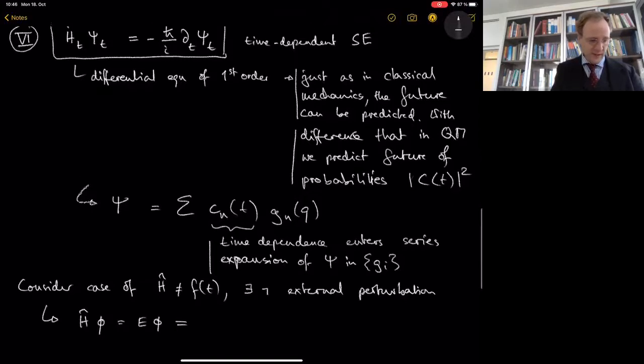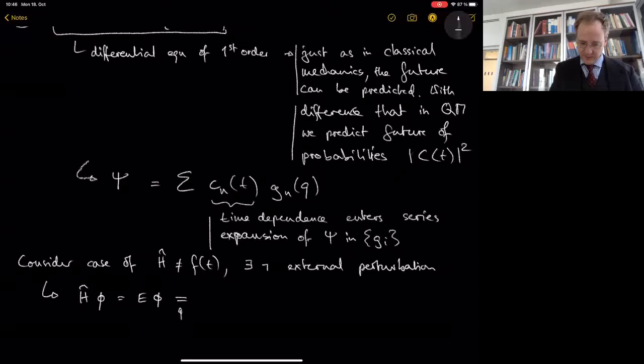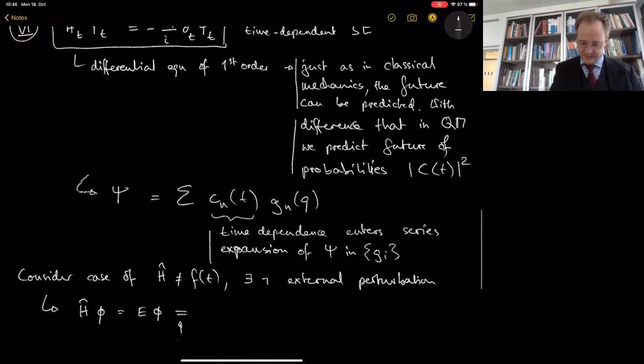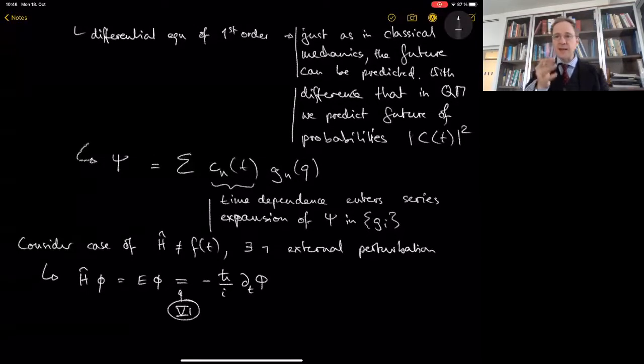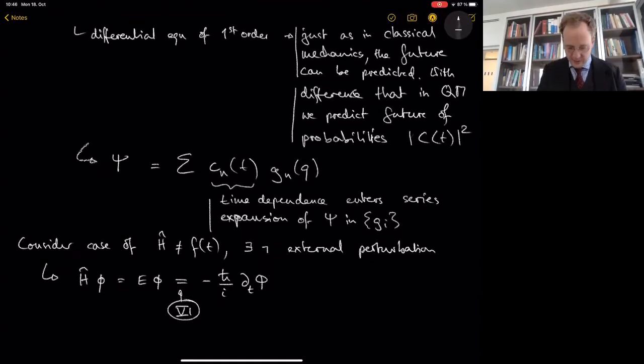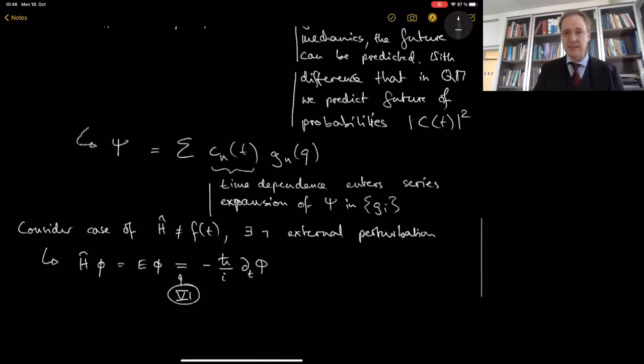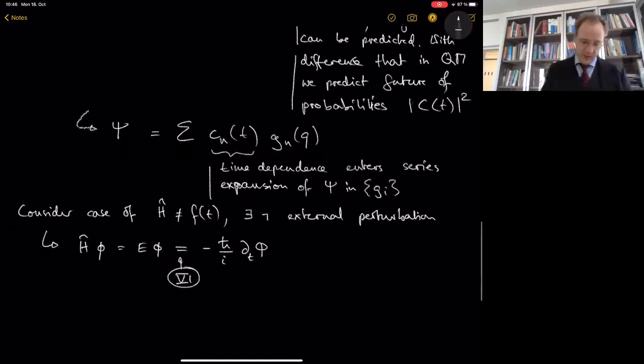And according to postulate 6, this must equal this. So you have a number times the wave function equals a derivative of a wave function. And so this is a simple differential equation which you learned to solve in high school. So the typical ansatz for this is, of course, to use an exponential function.